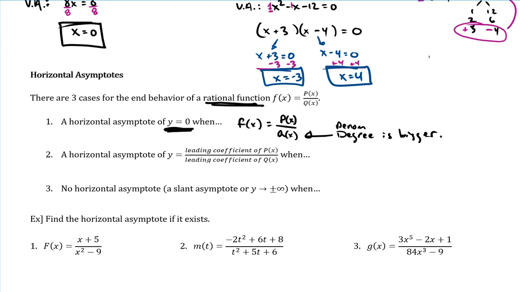Okay, so that's all we have to look at. That will be under this big bolded underline, the answer when the denominator's degree is bigger than the numerator's. All right, there's a horizontal asymptote of y equals... and just in words, it's the leading coefficient of p of x divided by the leading coefficient of q of x when the degrees are the same. Let's write it just like that.